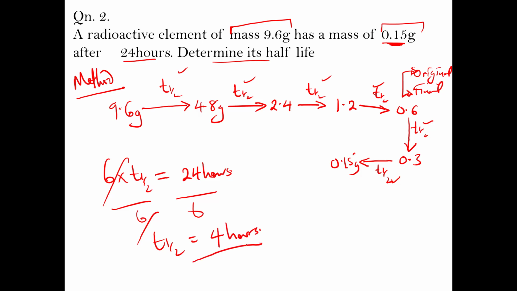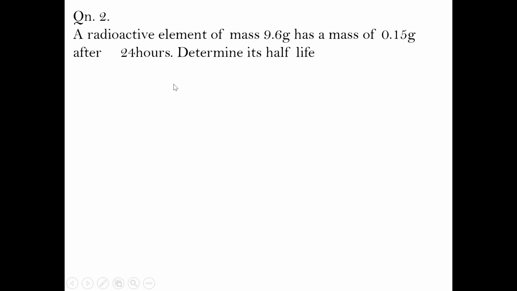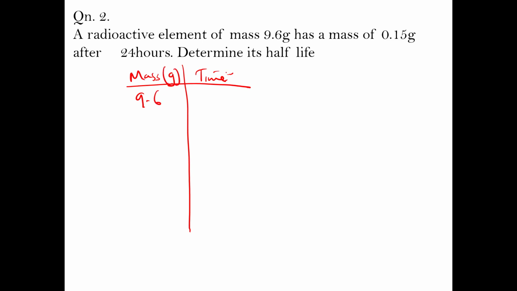4 hours. So this is method 1, using the arrow method. Alternatively, you can also use a table. And you say that we have our mass, we have our time. The mass is 9.6. This is in grams. The time is in hours. So originally, when the time t is equal to 0, the mass is 9.6.